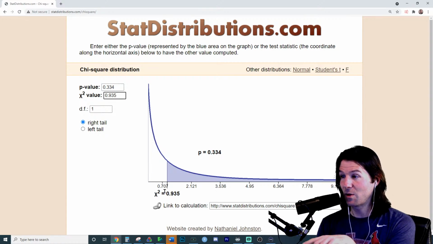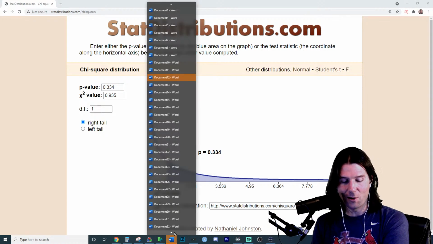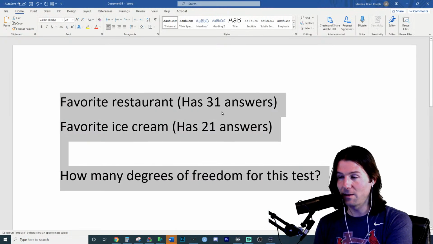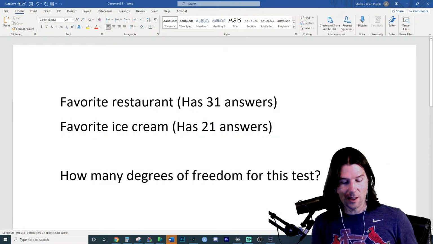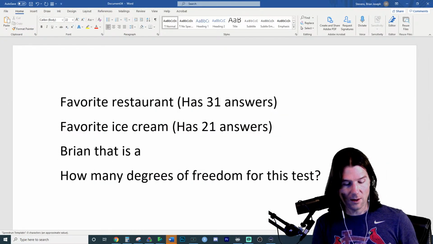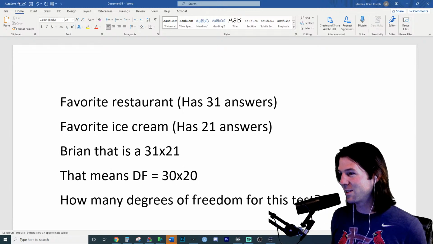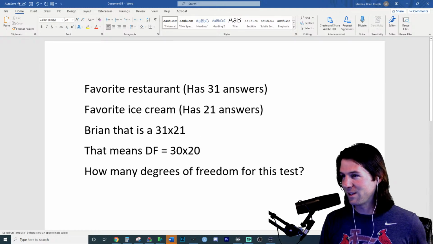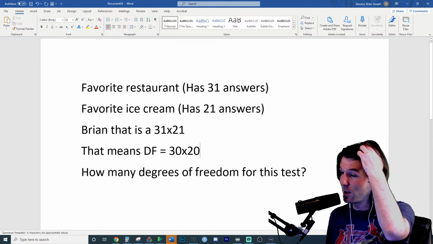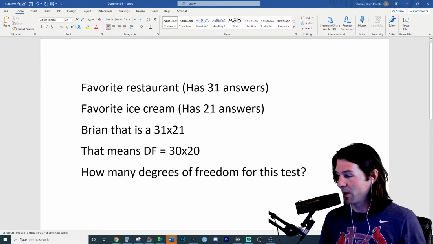Turner, great job. 600 for that random question I asked right there. All you do is just subtract 1 from how many levels there are for each. So since you say, Brian, that is a 31 by 21, and that means degrees of freedom equal to 30 times 20. And that's why I picked this, so I could do it in my head. Look at this. Great job right there. This is the degrees of freedom for the chi-squared, which is different from the other ones.